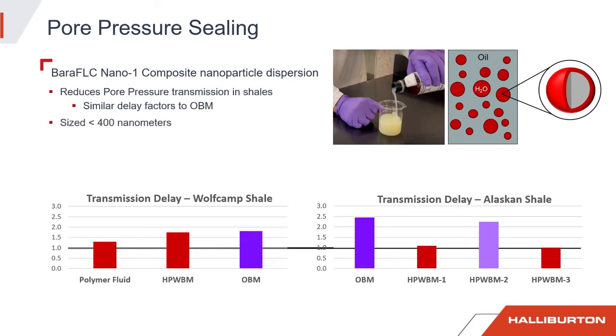And as you can see, the size of these particles is under 400 nanometers, which is actually less than 0.4 microns. And in comparison to the previous sealant, this is less than 1/100th of the size of the BaraSeal-957.